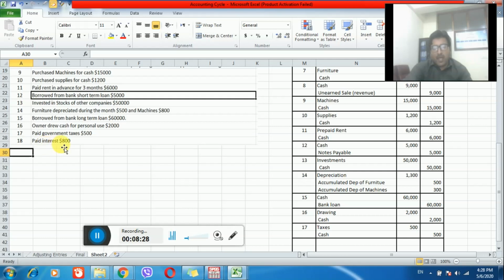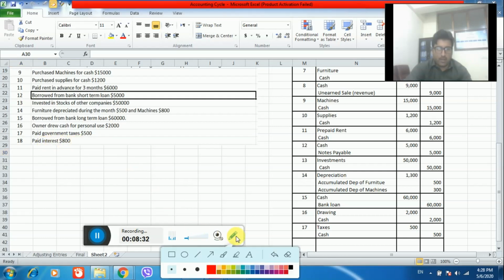Okay, next we have transaction number 18, that is paid interest $800. Dear students, you must know what is interest. Interest, when you pay it, that is your expense, but when you receive it, that is your revenue, that is your income. So for the bank, when they receive interest, that is their revenue, right?